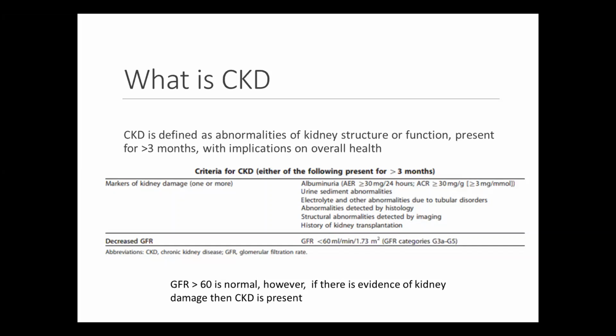I think we're all very familiar with decreased GFR as being an indicator of chronic kidney disease. And I want to make a point to just say that a GFR of less than 60 is abnormal. However, if you do have a GFR of greater than 60 and there is evidence of kidney damage indicated by proteinuria or abnormal urine sediment, then CKD is likely present as well.